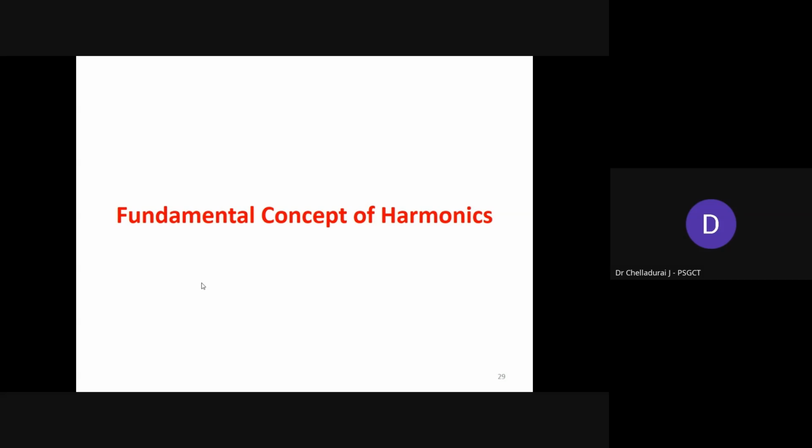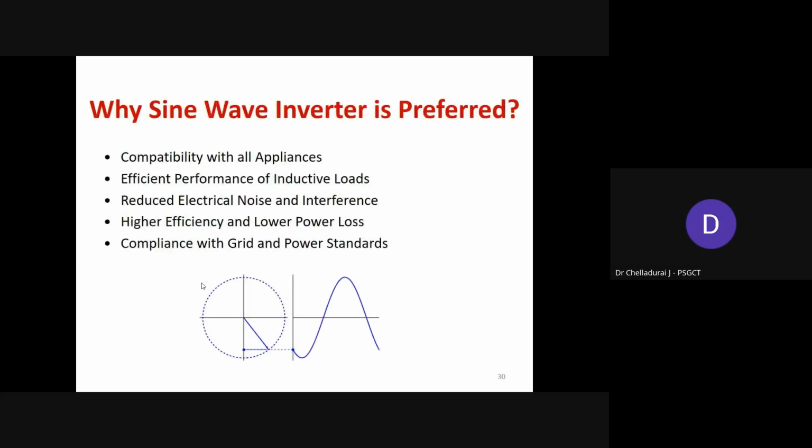Next, the fundamental component of harmonics can be easily understood with the help of the coming slides, to give very detailed information about the harmonics. So why is a sine wave inverter preferable? Everyone knows that it is compatible with all appliances, efficient performance especially with inductive loads, reduced electrical noise and interference, higher efficiency and lower power loss, then compliance with grid and power standards.